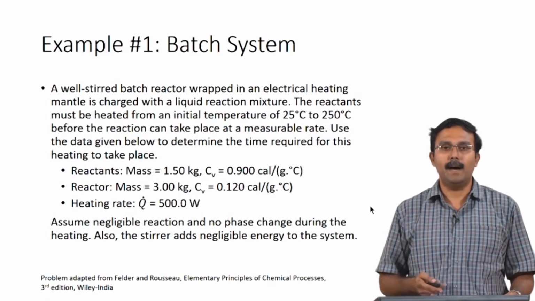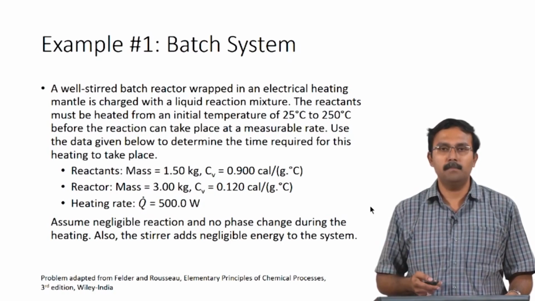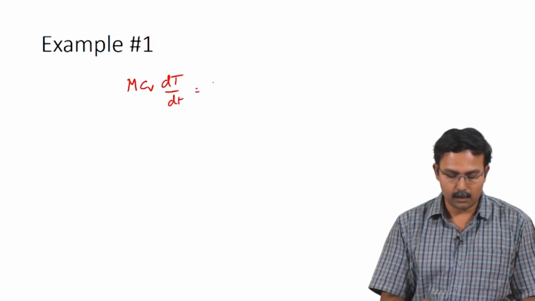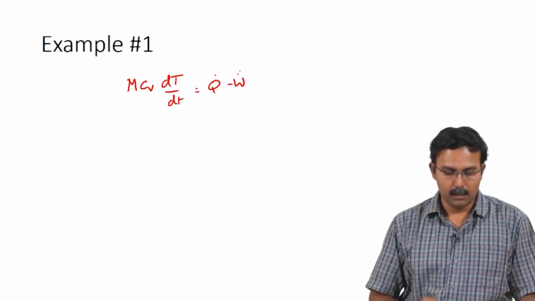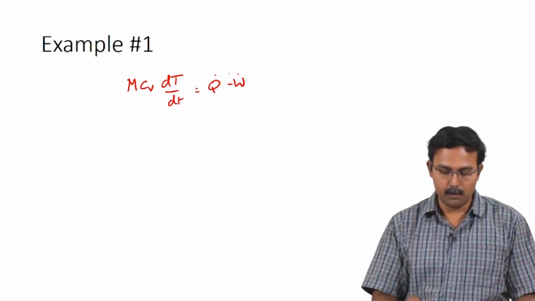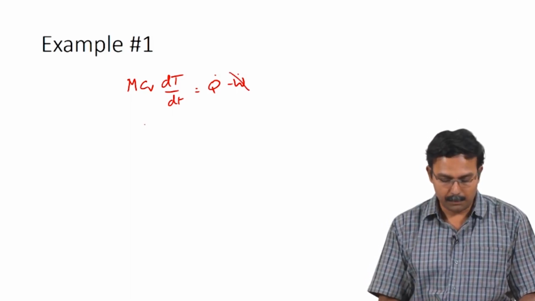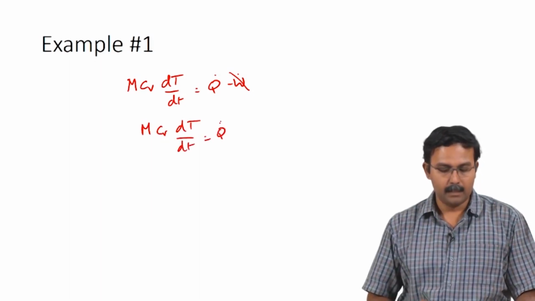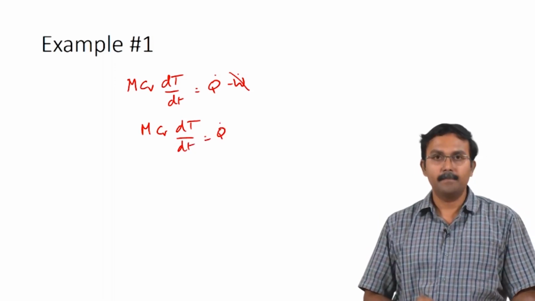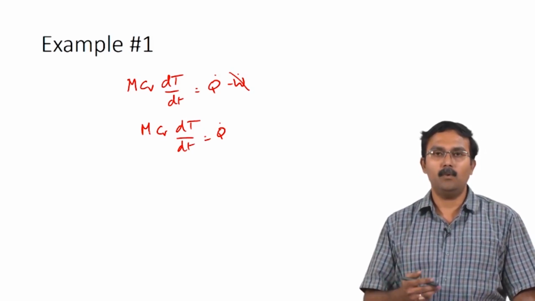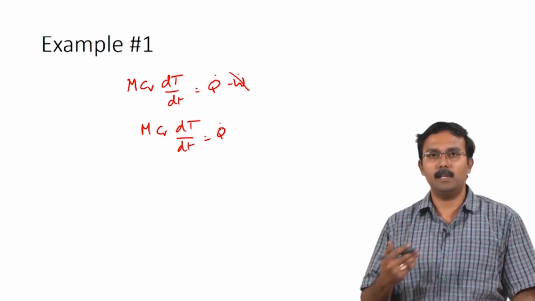So, as you can see, it is a batch reactor, which means it is a closed system. For a closed system, we derived an equation as mCv dT by dt equals Q dot minus W dot. So, here we have been told that the stirrer does not provide any work. So, which means W dot goes to 0. So, the equation simplifies to mCv dT by dt equals Q dot. So, we need to use Cv. So, we have been given the Cv values for the reactor and the reactants. So, we have to account for both these components when we are talking about increase in temperature.